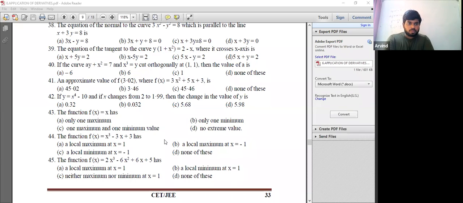The approximate value of f(3.02), where f(x) = 3x² + 5x + 3. What will be the value? Approximation values.